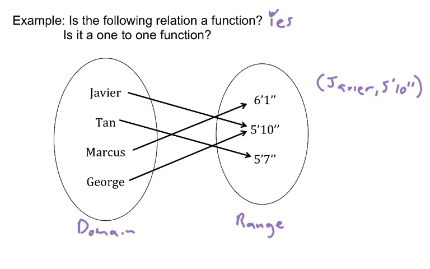Is it a one-to-one function? Do any of these ordered pairs have the same second coordinate? Well, these 2 arrows that are both pointing in towards the 5 foot 10 inches tells me that Javier is 5 foot 10 inches, but so is George. And those 2 ordered pairs would have the same second coordinate. So no, this is not a one-to-one function. Hope that makes sense.